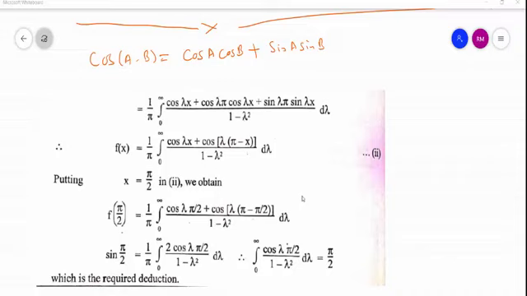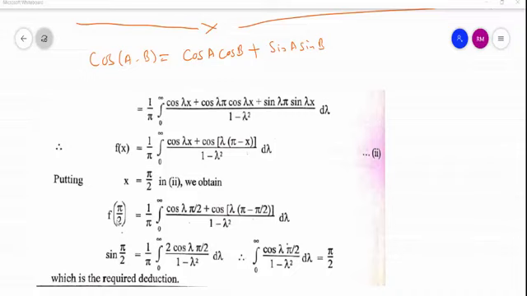So after this the problem is not complete, because the next line is, hence deduce that the integration of cos lambda pi by 2 whole divided by 1 minus lambda square d lambda, its value is, we have to show, pi by 2. So to show this equality we can substitute pi by 2 instead of x in equation 2, so that we can get f of pi by 2 equal to like this.